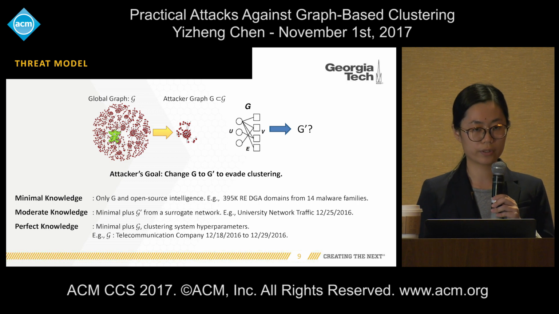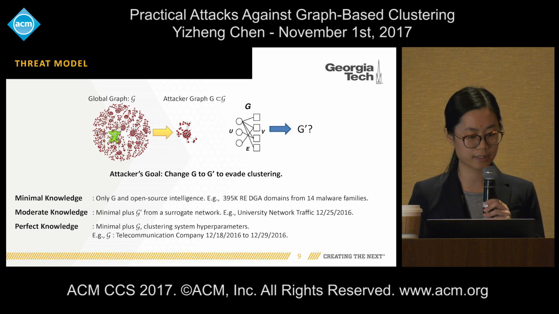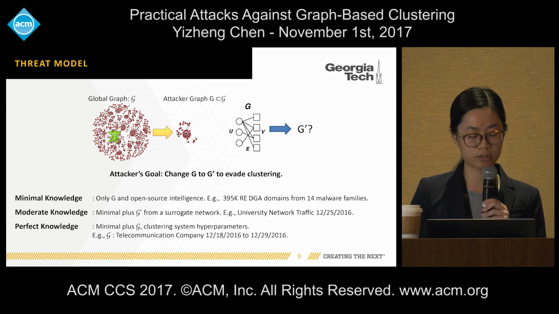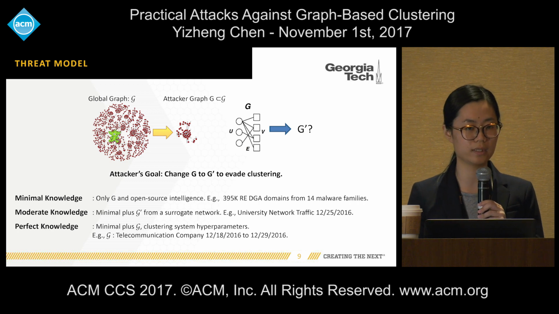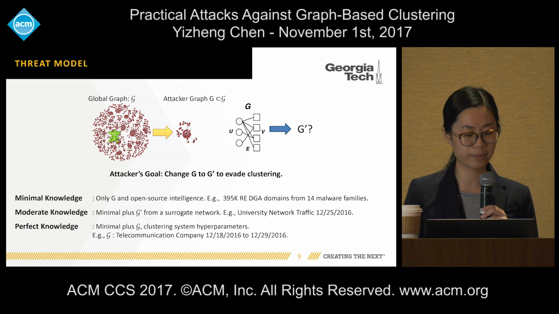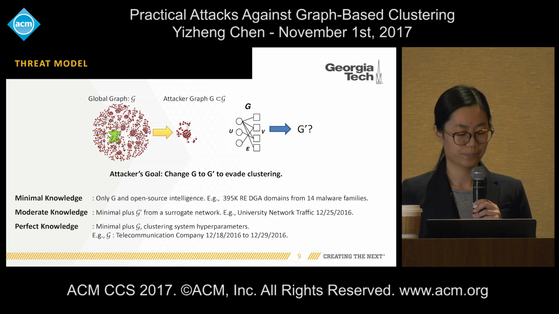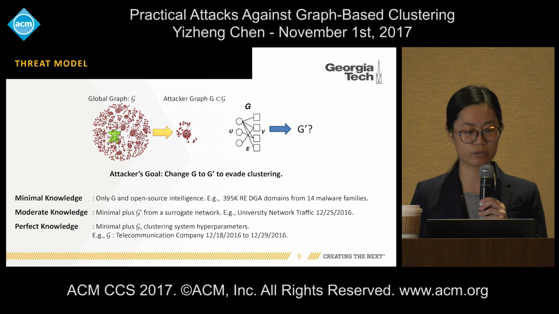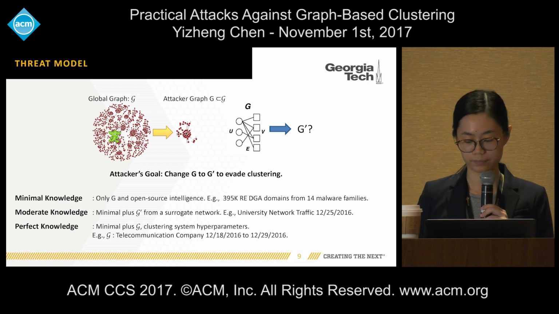Having access to the surrogate network, the attacker can run the attacks and then test using the surrogate network data set and see if the attack succeeds. And then the results can be reapplied to the original network. So in our experiments, we use one day of university network traffic as the surrogate network data set.